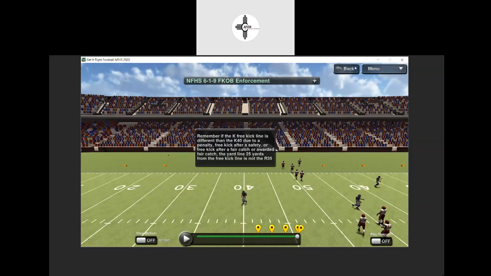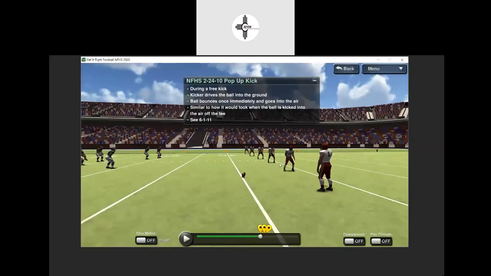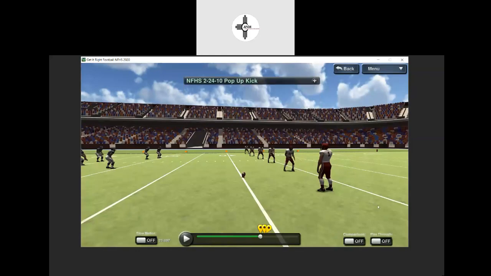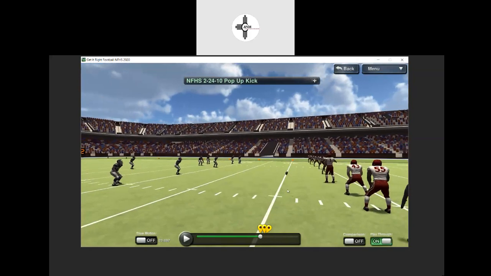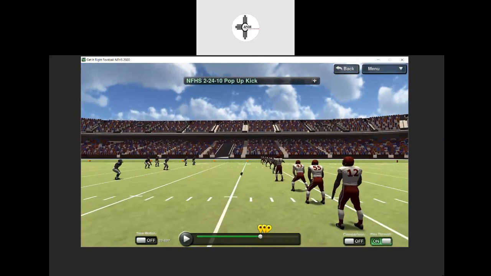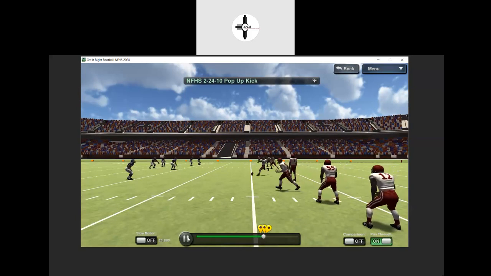Okay, let's go to the pop-up kick. Okay, we'll watch this pop-up kick here. I've got this on playthrough, so it's going to happen kind of quick.